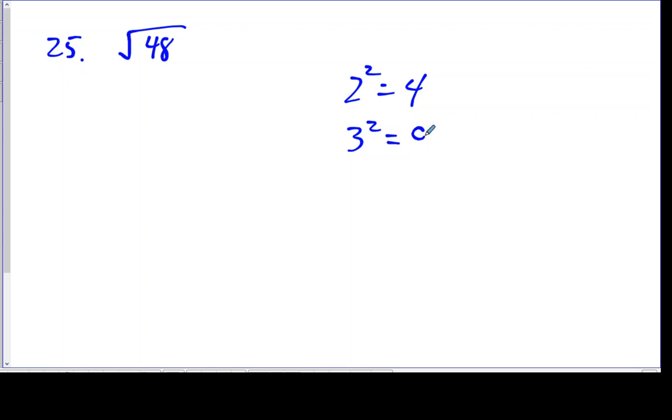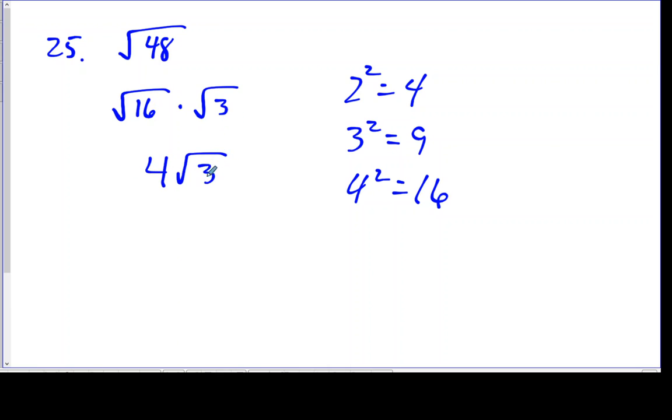Well, 3 squared is 9. 9's not a factor of 48. What's the next perfect square? 4 squared is 16. 16 is a factor of 48, so we can rewrite 48 as the square root of 16 times the square root of 3. 16 times 3 is 48, so that leaves us with 4 times the square root of 3. So there's our simplified answer for that.